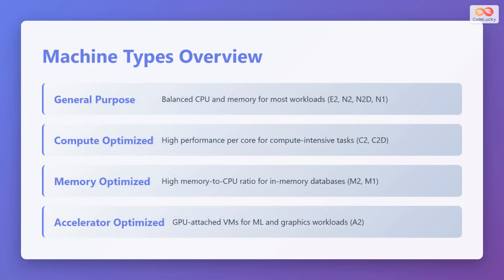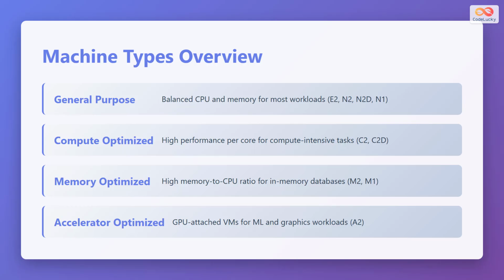Compute Engine offers 4 main categories of machine types, each optimized for different workloads. General-purpose machines, including E2, N2, N2D, and N1 series, provide a balanced ratio of CPU and memory suitable for most everyday workloads like web serving and small databases. Compute-optimized machines, such as C2 and C2D series, deliver high performance per core, making them ideal for compute-intensive tasks like batch processing and high-performance computing.